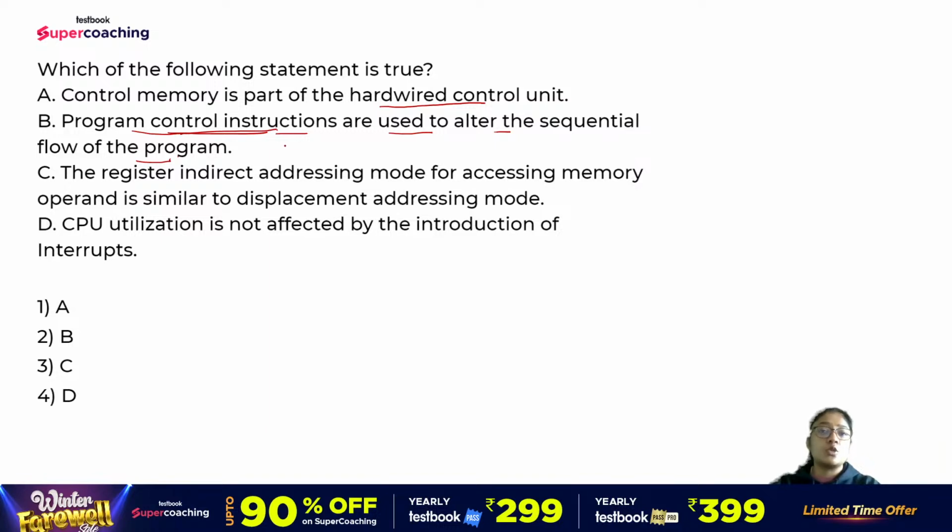Do control instructions change the sequential flow of the program? Definitely. The program counter holds the address of the next instruction. That will get changed when the instruction is decoded, and if that instruction is decoded as a control instruction, then it may change the flow of the sequential program. So this statement is true.